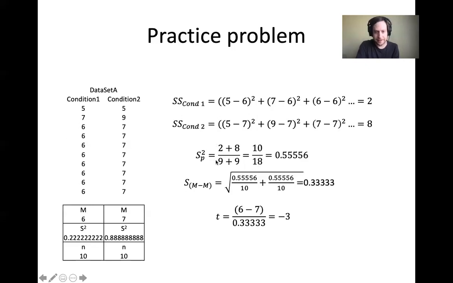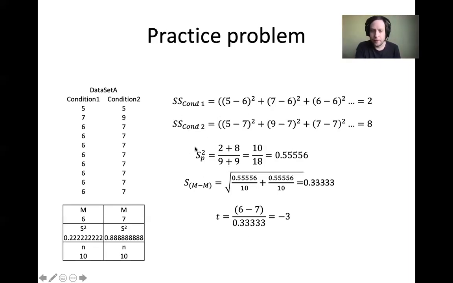Or another way of calculating that would be taking the degrees of freedom for each condition individually. So 10 minus 1 equals 9, 10 minus 1 equals 9, and then add those two things, which equals 18. And then when you just work out the math, you get 0.5 repeating, which I've rounded with the 6 right here, 0.555556. Technically, I'm pretty sure it's just 0.5 repeating for infinity. So this is the pooled variance.